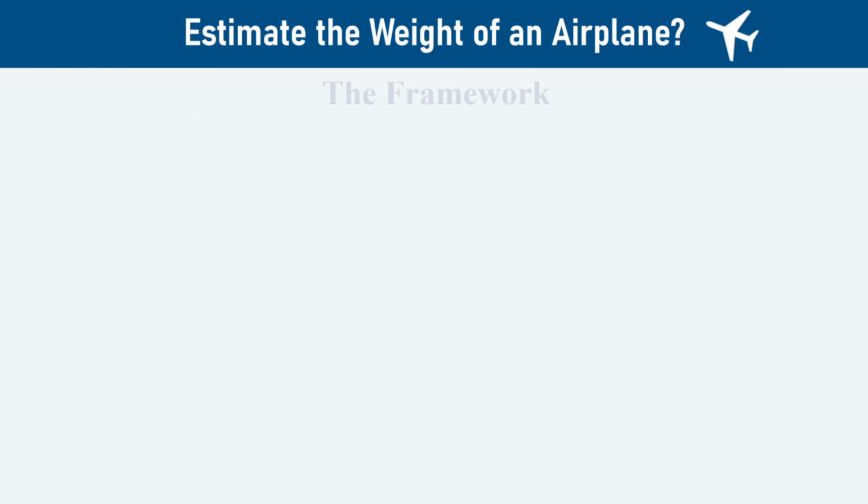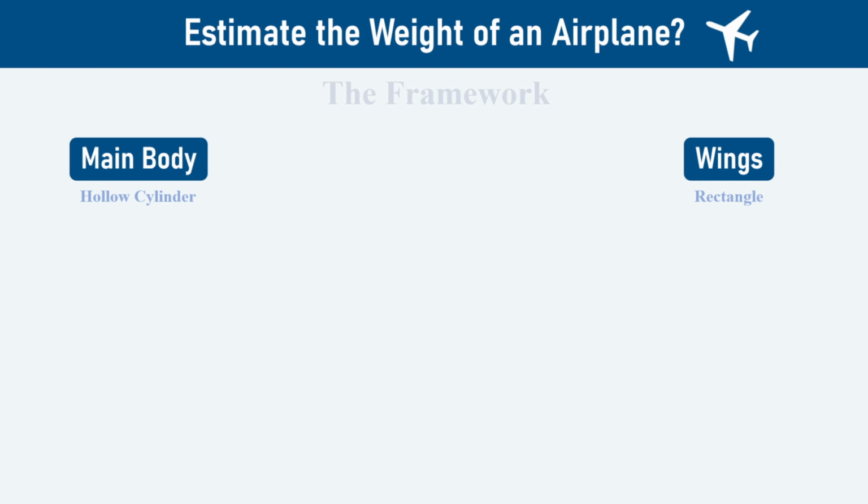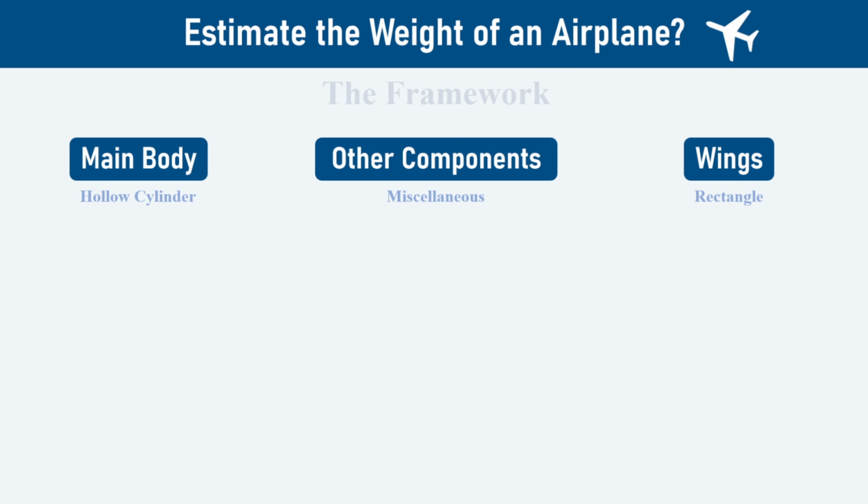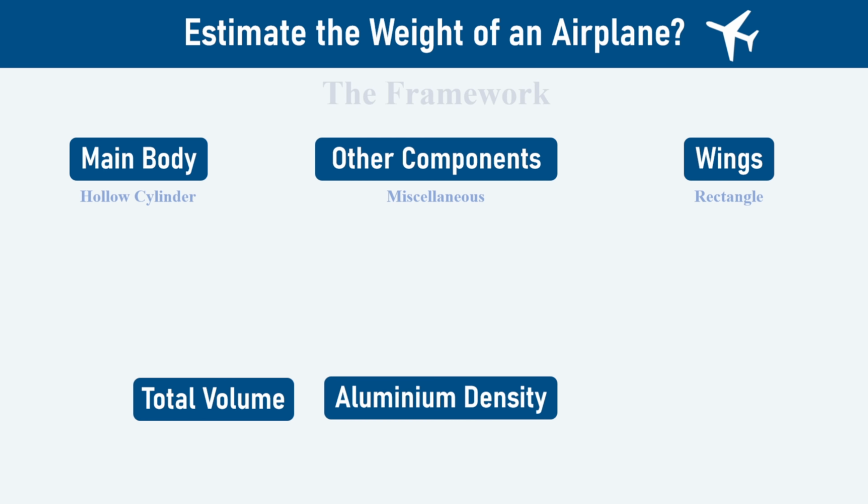Now we will construct our framework where we will divide the plane into roughly 3 parts and then calculate the total volume of each part. First, we will consider the main body as a hollow cylinder, then we will consider its wings as a rectangle, and then all the other comparatively small parts like its tail, landing gear and cabin fixtures, we will consider together. Then we will add up all of the volumes of the parts and then multiply it with the density of aluminium, which is the main material with which the plane is made and which will contribute the most to the weight of the plane.